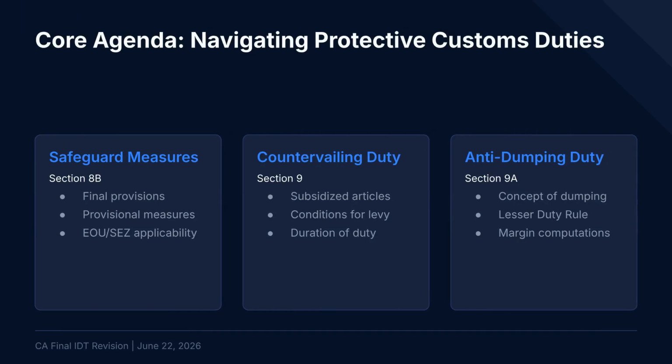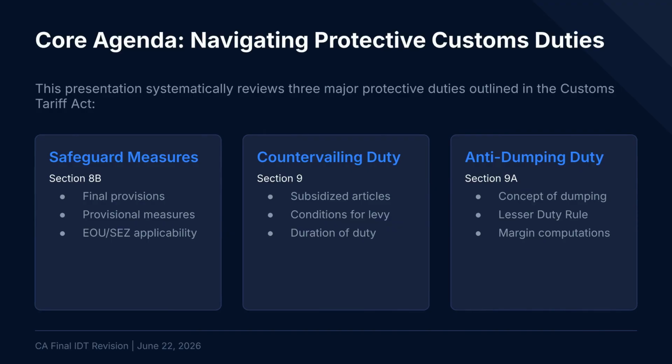Before diving into the details, let's understand the roadmap of this chapter. First, we'll complete the remaining provisions relating to safeguard measures under Section 8B. Next, we'll study countervailing duty under Section 9, which neutralizes subsidies granted by foreign governments. Finally, we'll cover anti-dumping duty under Section 9A, including the concepts of dumping, normal value, export price, injury margin, and the lesser duty rule. These provisions collectively ensure fair trade while protecting domestic industries from economic injury.